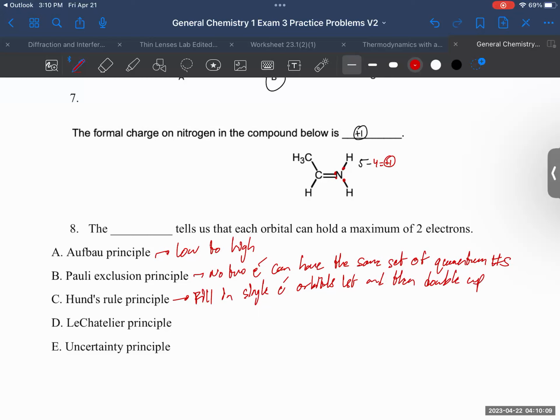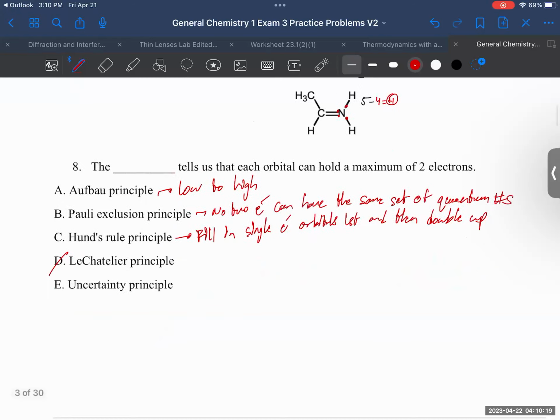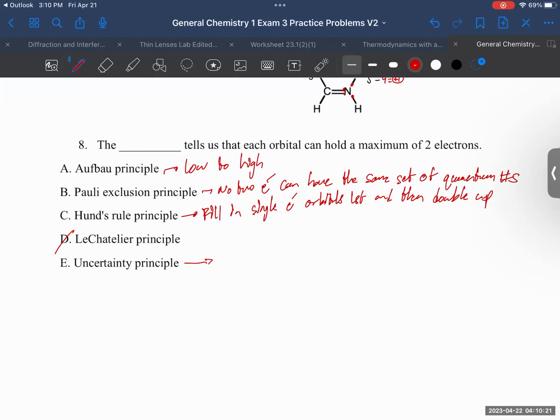And then Le Chatelier's principle, we're just going to cross that out because I don't think y'all learned about it. Frankly, that's a Gen Chem 2 thing, so I'm not going to spend too much time on what that is now. The uncertainty principle, what is that? You might have seen it as Heisenberg's uncertainty principle.